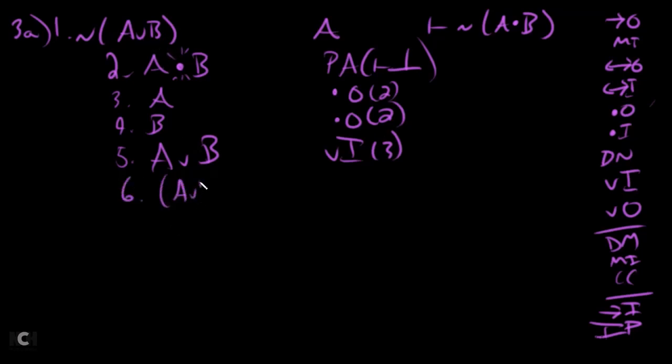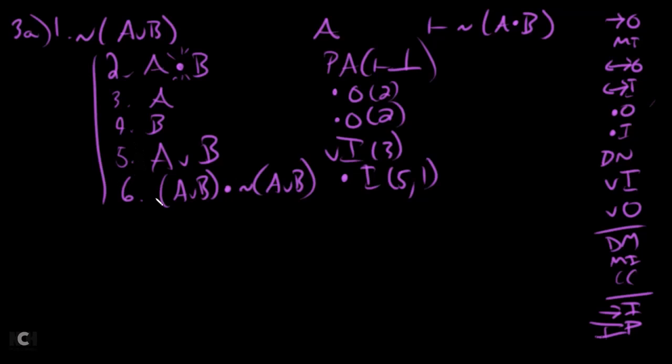So we say A wedge B and squiggle A wedge B. And that's and in, line 5 and line 1. And the contradiction is complete, which means we can zoom out and say, yeah, squiggle A dot B is true, because if the opposite were true, it would lead to contradictions, and thus 3A is done. Let's take a look at 3B.